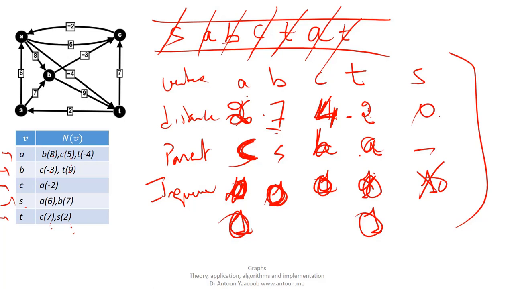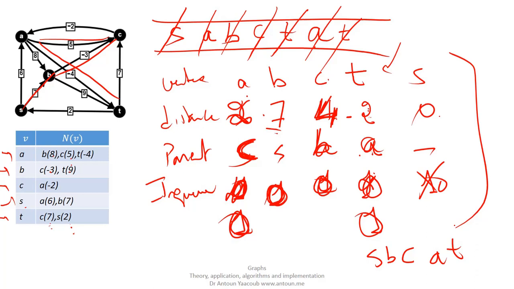So in order to reach T, I need to pass by A. So what is A? So this is A. In order to reach A, I need to go by C. In order to reach C, I need to go by B. In order to go by B, I need to go by S. So it's S, B, C, A, T.